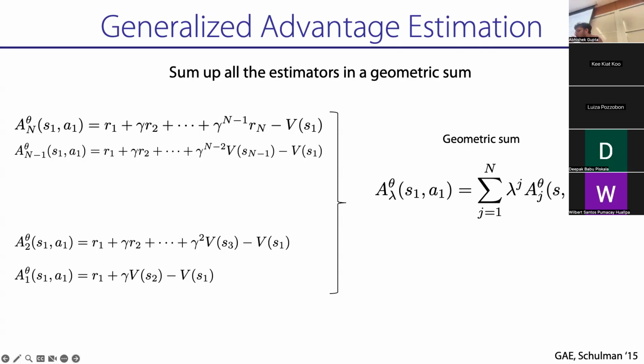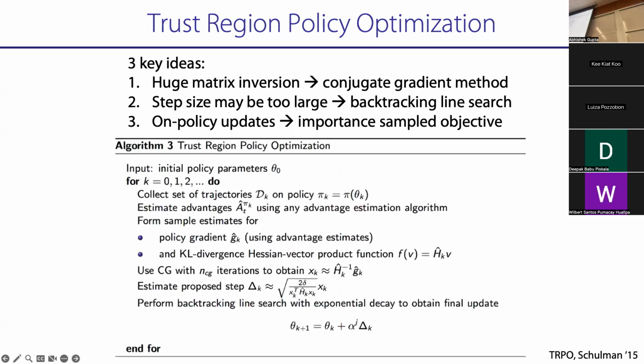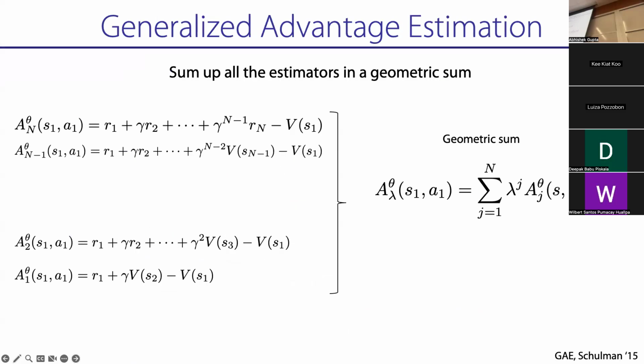And what GAE does is it says that if I have a bunch of these estimators, I'm not just going to take any one of them. I'm going to take a geometric sum of all of them, right? With a parameter lambda. And so that's the general idea. So we're going to do the same TRPO update that we're going to have anyways. You're just going to substitute, instead of the advantage you compute on-policy with just Monte Carlo samples, this averaged thing across many different estimators. So just a plug-in into TRPO.